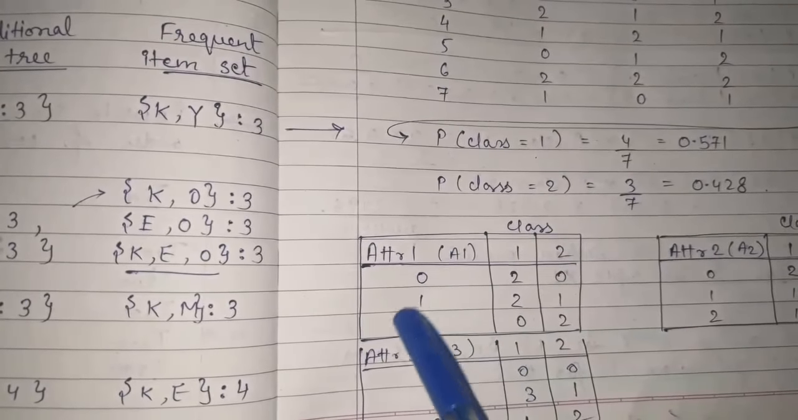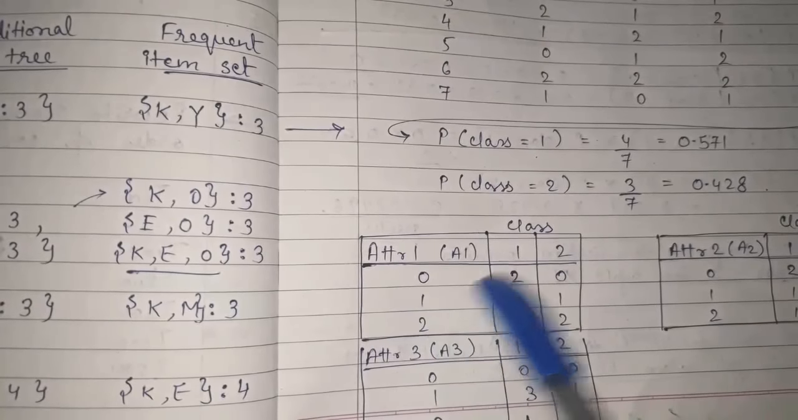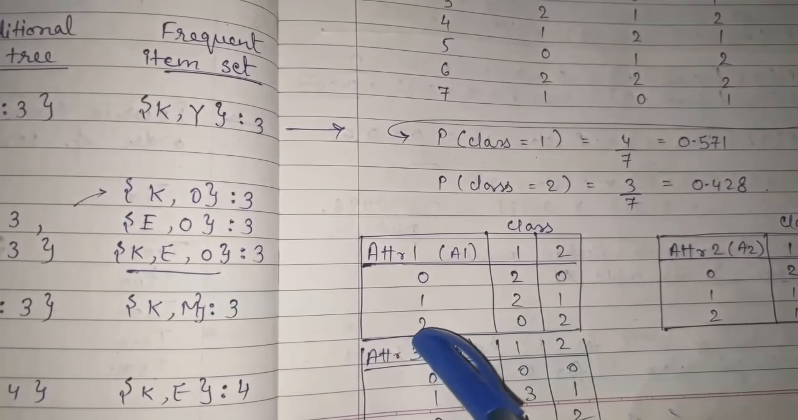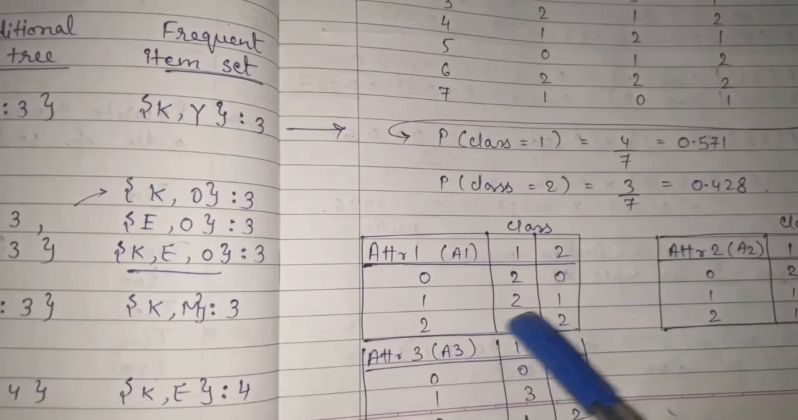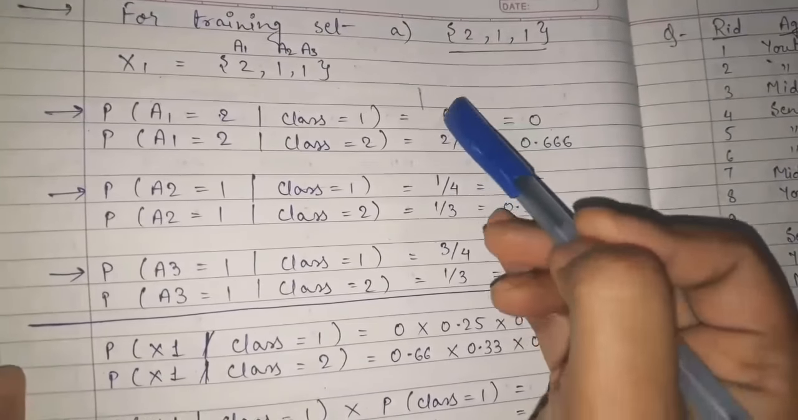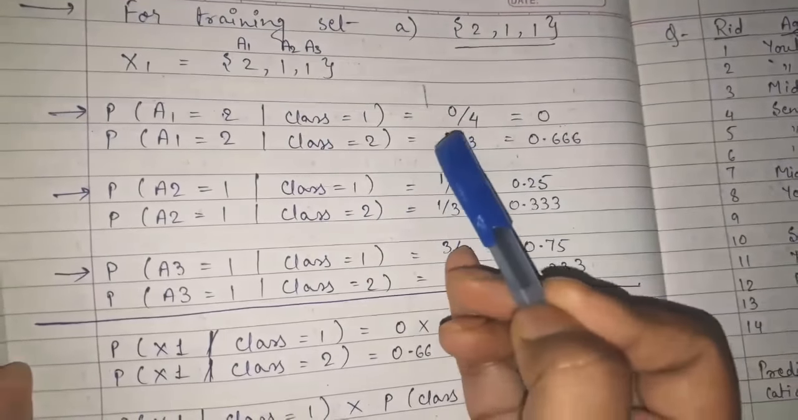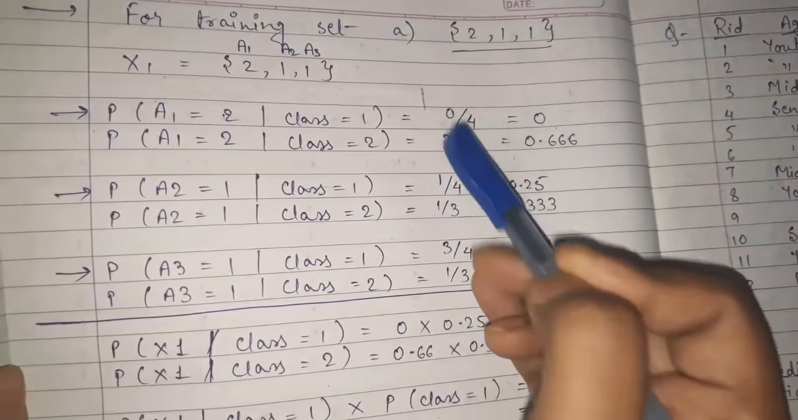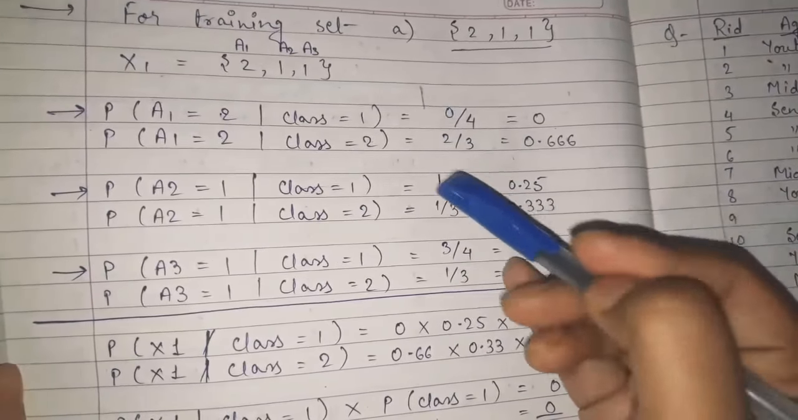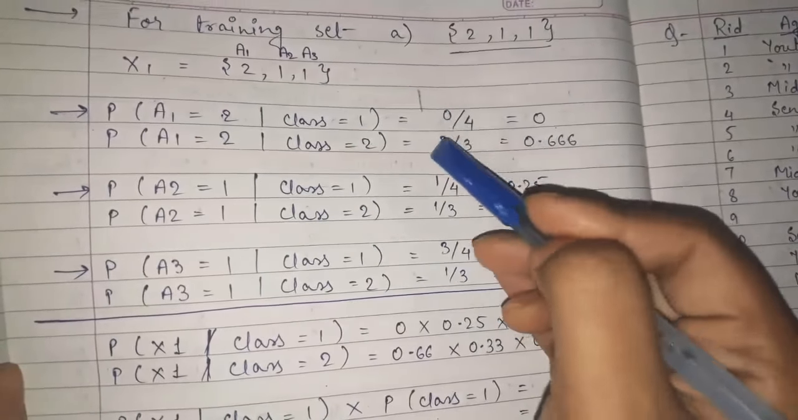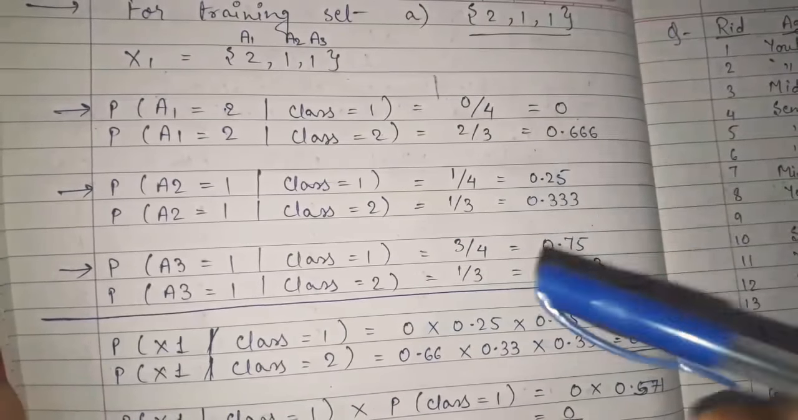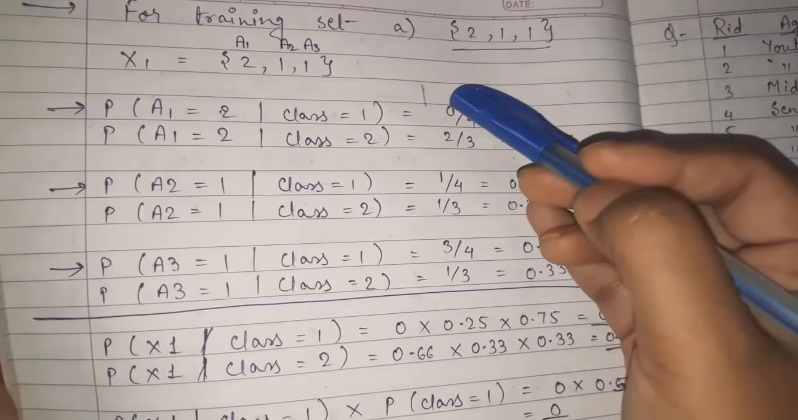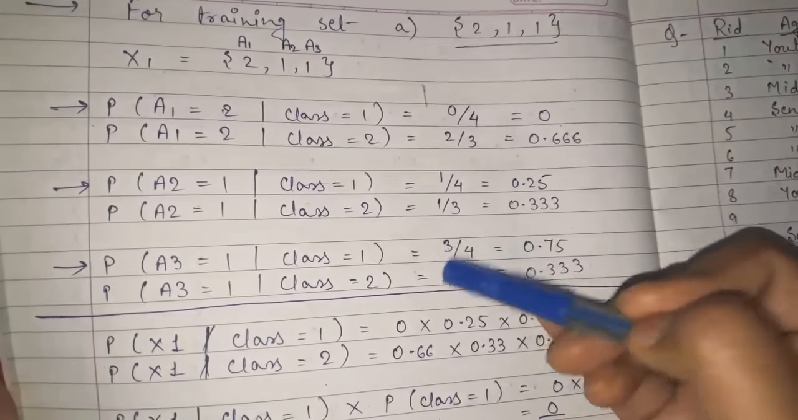A1 equal to 2. In that case, class equal to 1 is 0, class equal to 2 is 2. Fine, 0 and 2. So here in the numerator we will get 0 for class 1 and 2 for class 2. Got it? Similarly, you can fill out the numerators based on the attribute tables of attributes A1, A2 and A3. Based on those values, you can fill out these numerator values.